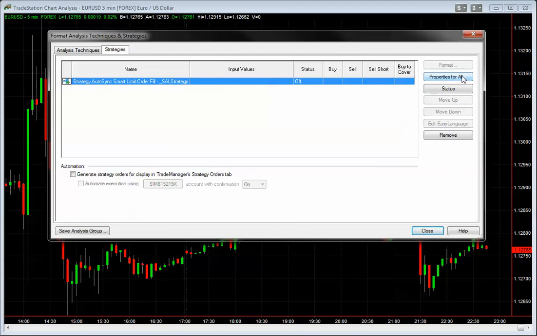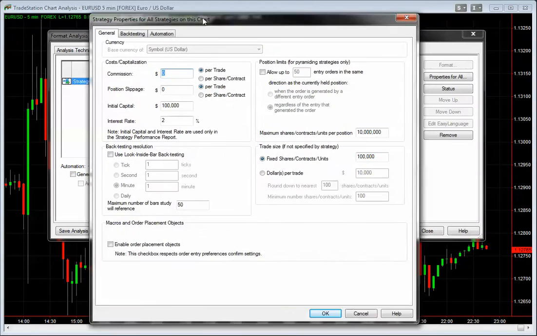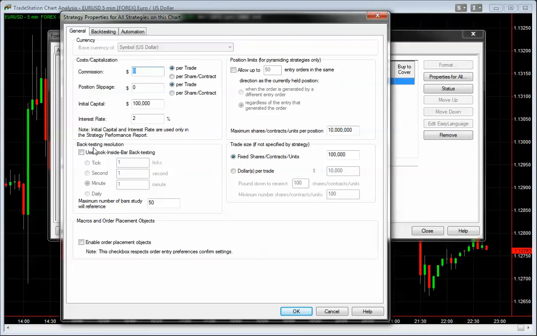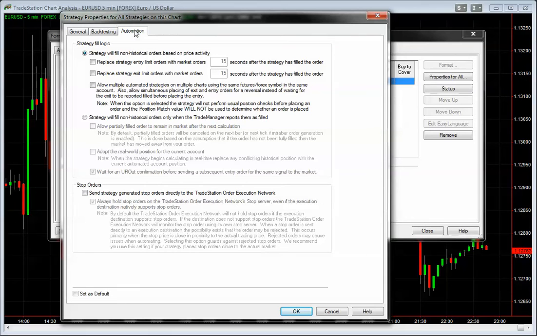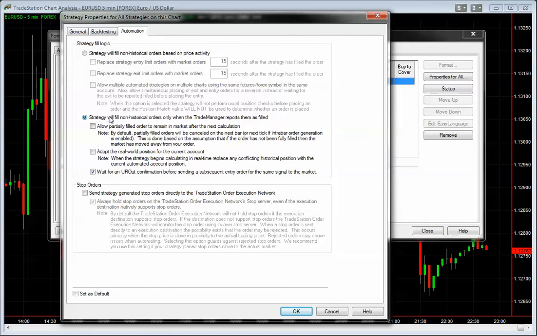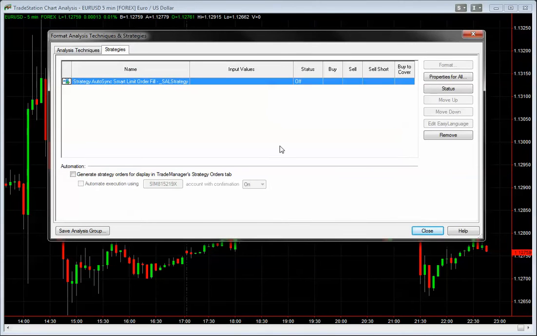Let's set the properties for all and go first to the General tab here and be sure that we've enabled Order Placement Objects by left clicking on that. Then go to the Automation tab and click on Strategy will fill non-historical orders only when Trade Manager reports them as filled, and be sure to click on Adopt the Real World Position and wait for an order confirmation. Then click OK. We're not quite done yet.